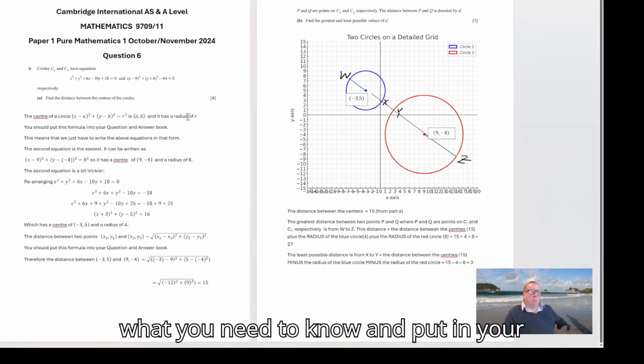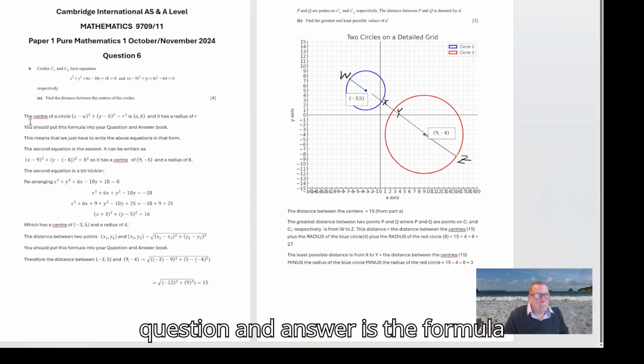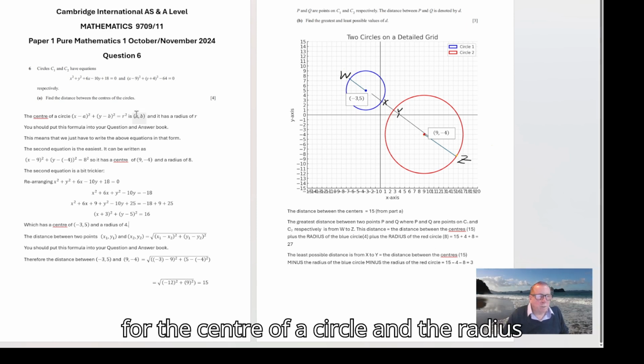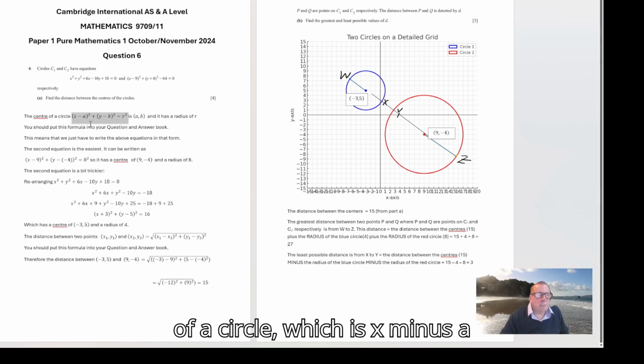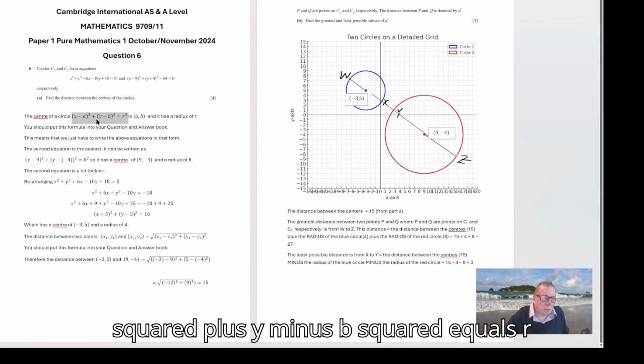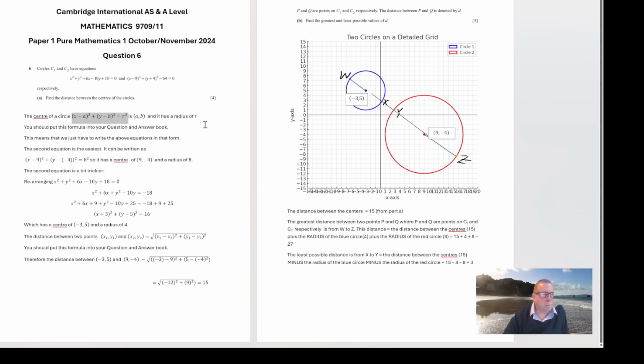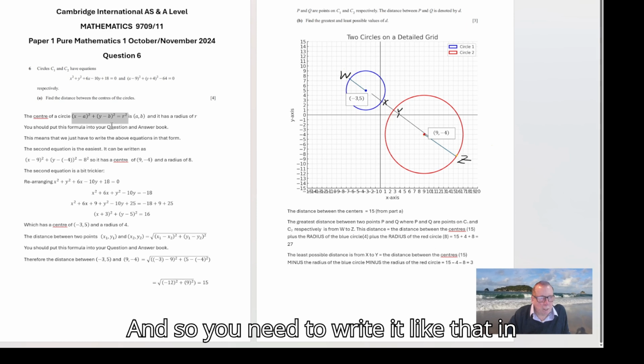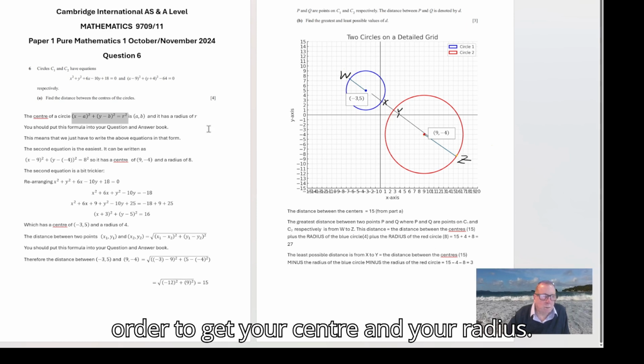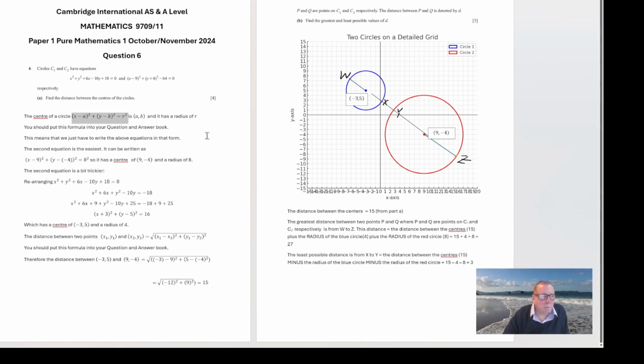And what you need to know and put in your Q&A is the formula for the center and radius of a circle, which is (x − a)² + (y − b)² = r². That's the general equation of a circle. So you need to write it like that in order to get your center and your radius.